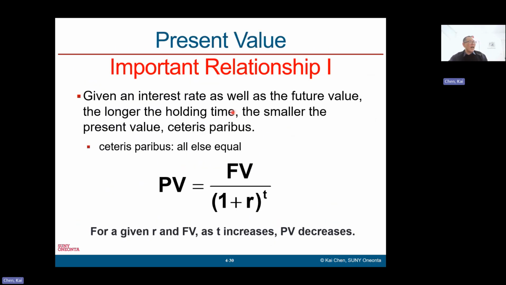Now, let's look at the two important properties of the present value formula. We can also say the important relationships in the present value formula. Property one: given an interest rate as well as the future value, the longer the holding time, the smaller the present value, ceteris paribus. Ceteris paribus is Latin. It means all else equal. I believe it is easy for us to understand this property.